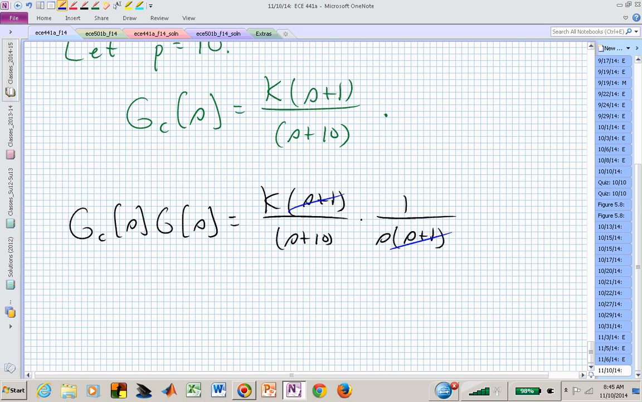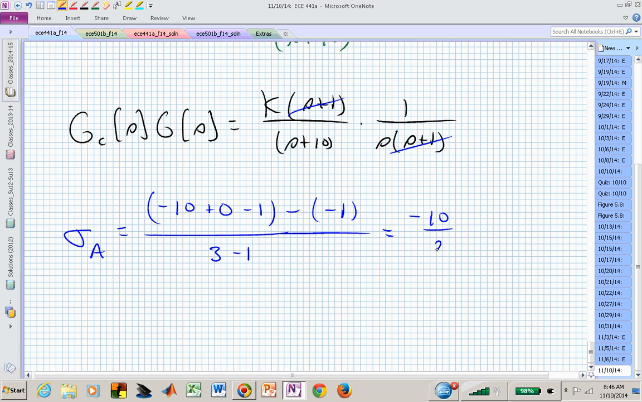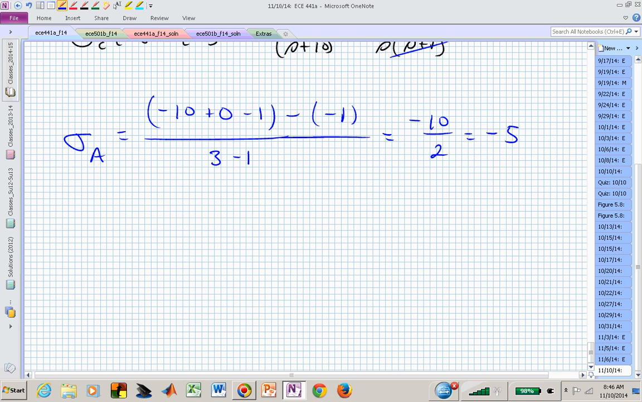That gets canceled. You can now see that I hope the sigma sub a is going to be what for this compensated system? It's going to be the sum of my poles, which I have a minus 10, I have a 0, and I actually could say I have a minus 1 if I wanted to. If I include that minus 1, I need to include it in my zeros. I now have 3 poles and 1 zero, or I now have minus 10 over 2, which you already knew. You now have minus 5 for the centroid of your breakaway points, halfway between the origin and minus 10. You located your compensator pole at minus 10.